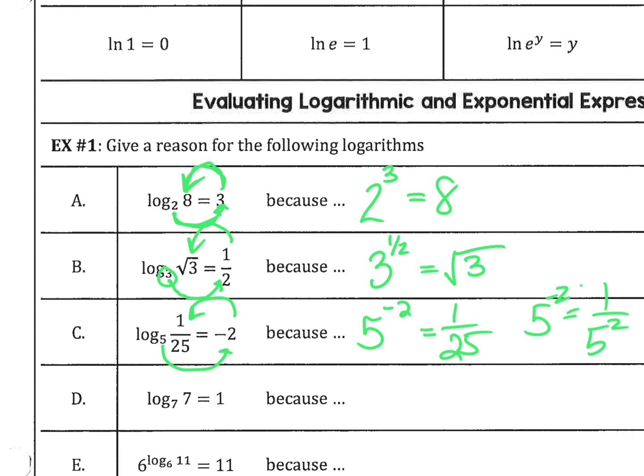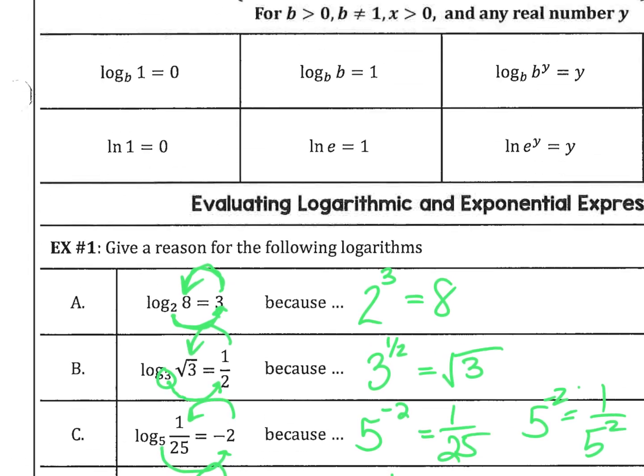So now, what about log base 7 of 7? If these two numbers match, guess what this is always going to be? It's always going to be 1. Think about why that is. 7 to what power equals 7? Something to the first power is always equal to itself, isn't it? So if these two numbers are the same, the answer is always 1.